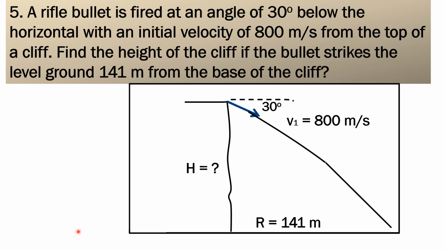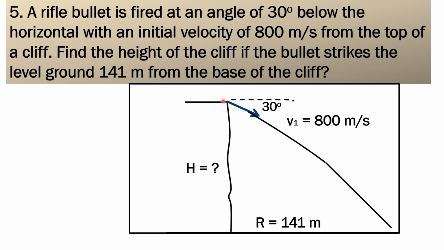All right. We are now on the last question, which is not a multiple choice question, but an open-ended problem-solving question. So we have a rifle. A bullet is fired at an angle of 30 degrees below the horizontal with an initial velocity of 800 meters per second from the top of a cliff. So here's our sketch of that situation.